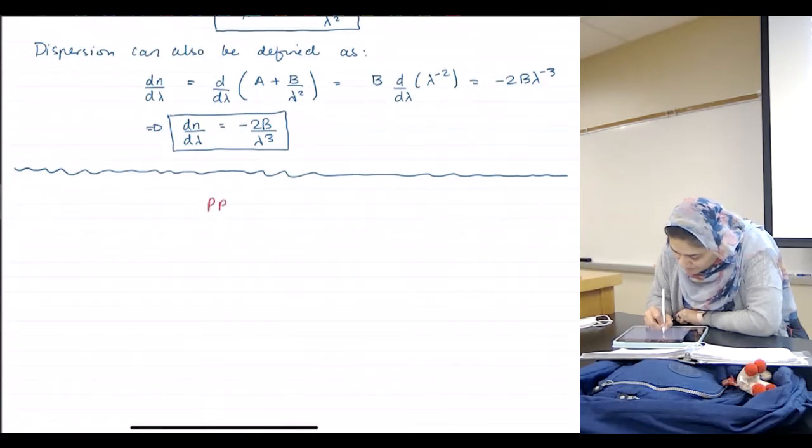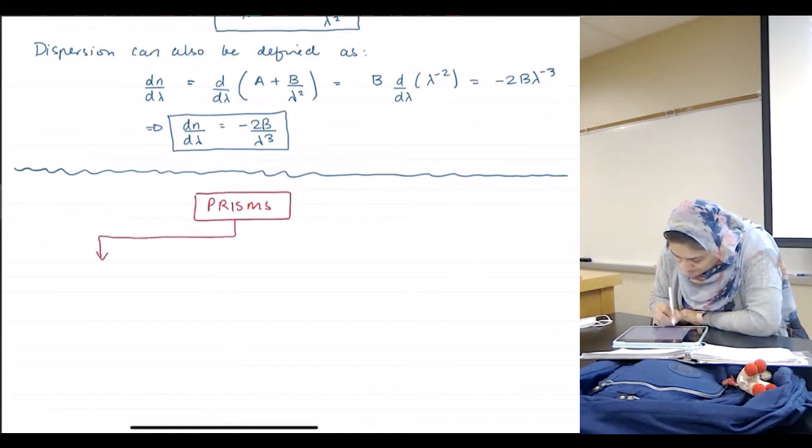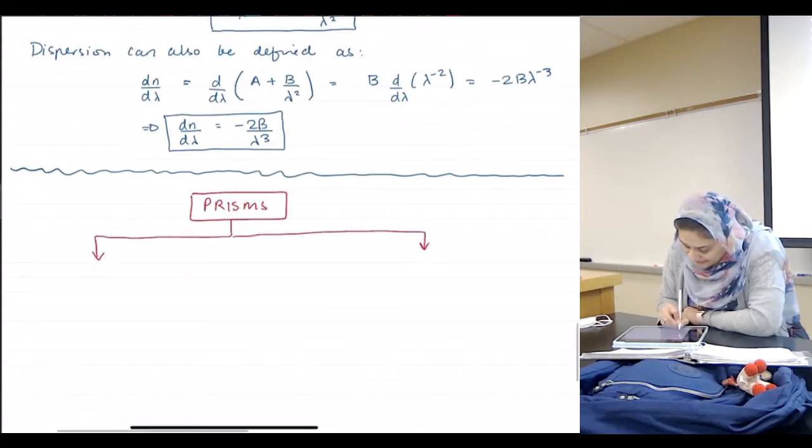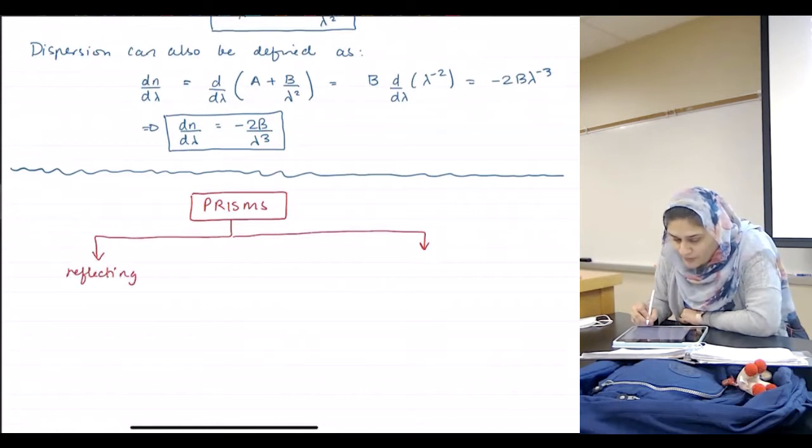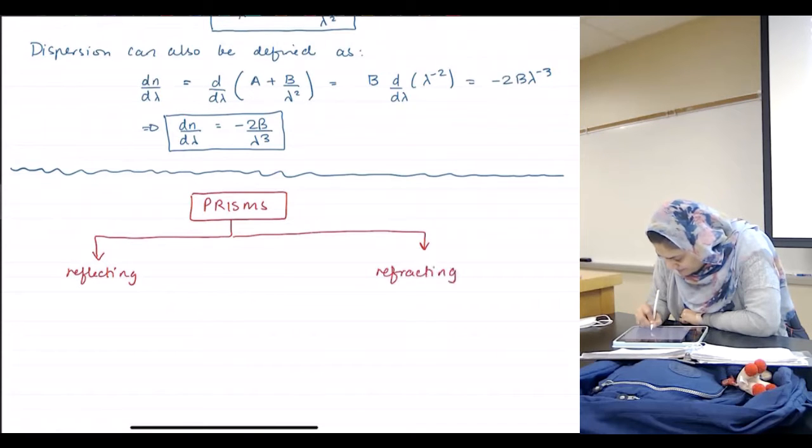Prisms can be categorized as reflecting or refracting prisms.